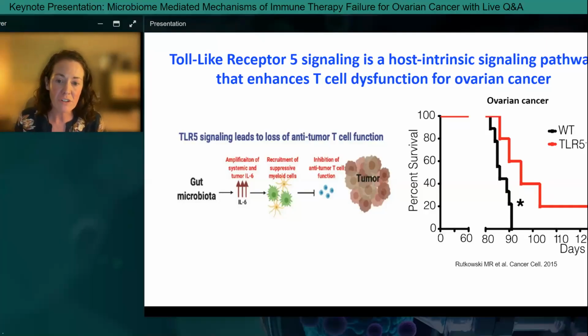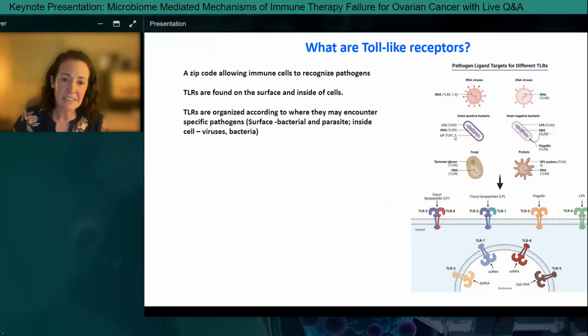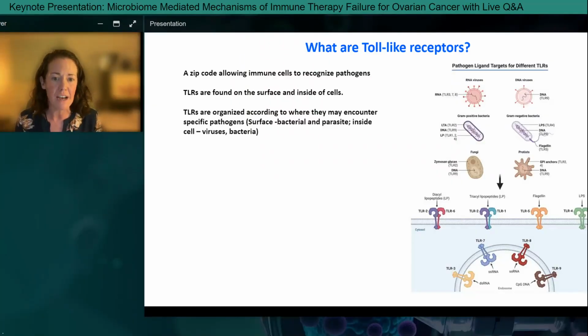And so in the survival graph on the right, you can see that wild type animals have a significantly reduced survival outcome compared to mice lacking toll-like receptor 5 using an orthotopic ovarian tumor model. And so taking a step back, what are toll-like receptors? You can think about toll-like receptors as a zip code, allowing the cells within our body to recognize and distinguish between unhealthy dying cells or pathogens compared to healthy cells so that they're not attacking our cells.